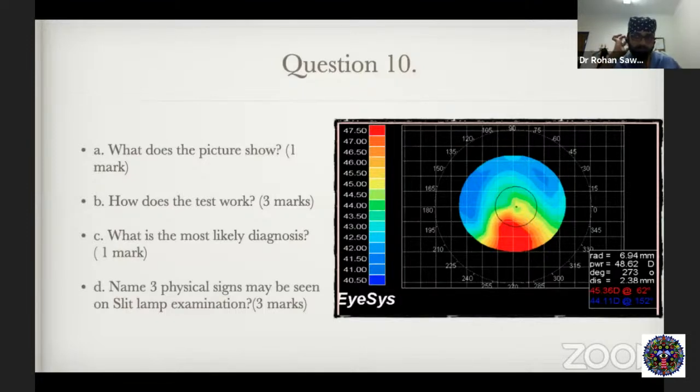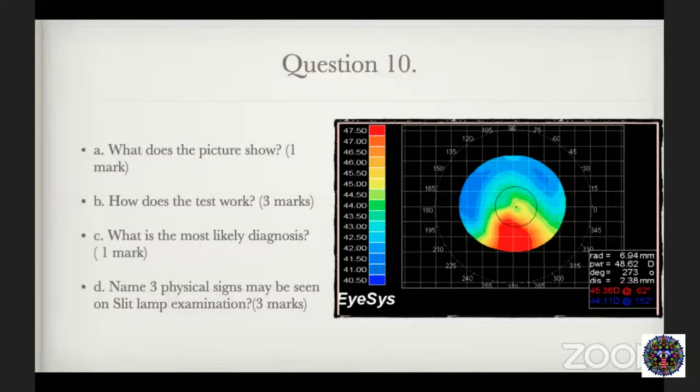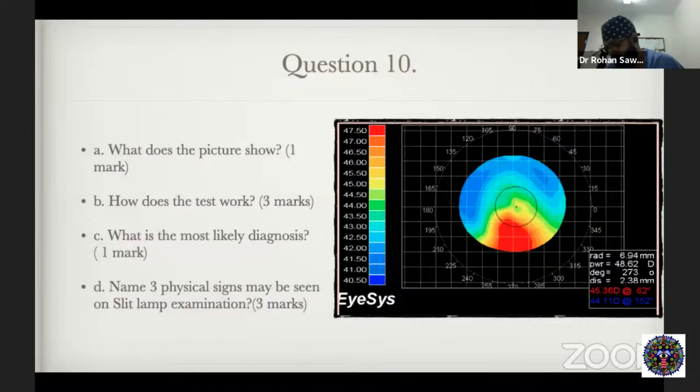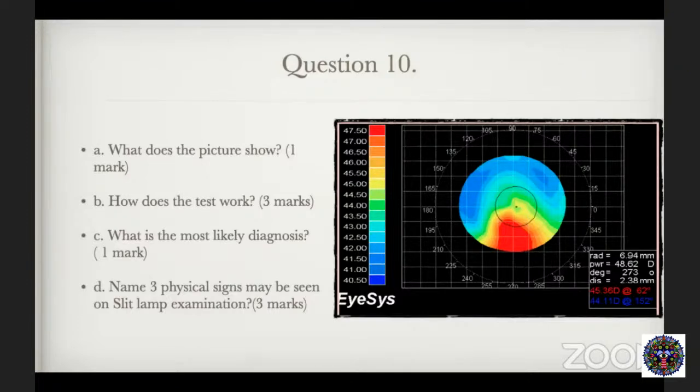What is the most likely diagnosis? What do you think this patient has? Keratoconus. Or could be pellucid marginal degeneration. Yeah. What is the most likely? If you mention 1 instead of 2, will you go for keratoconus or will you go for pellucid? Pellucid. Name 3 physical signs which will be associated, assuming that this is a keratoconus, on slit lamp examination. Munson sign, sir. Yeah, good. Vogt striae and Fleischer ring. Fleischer ring, excellent. So that's fine.